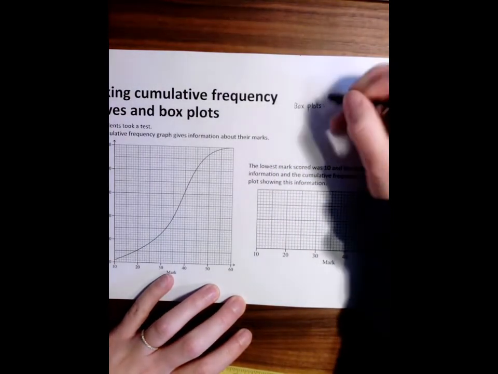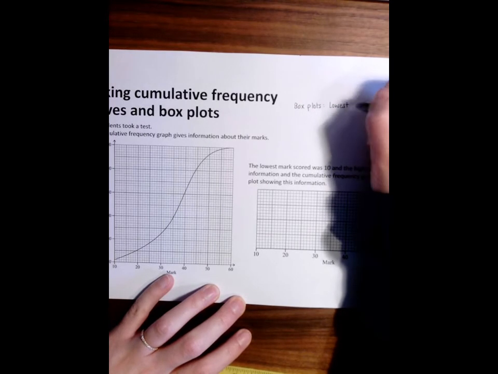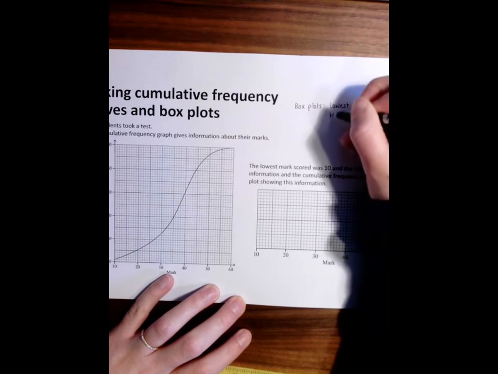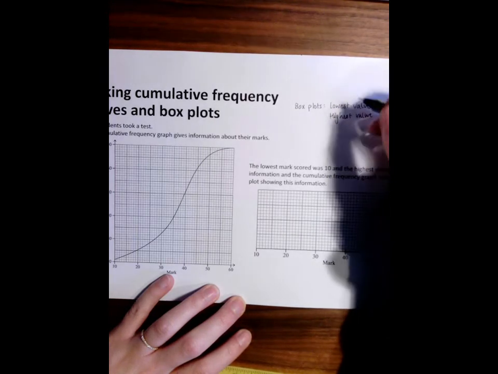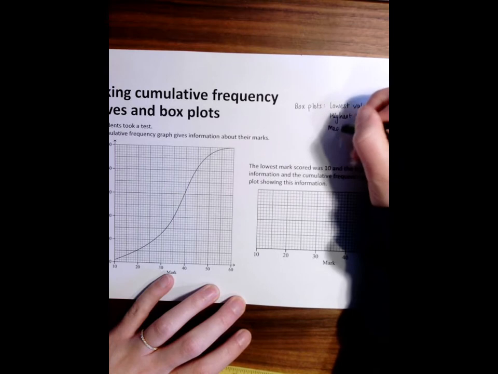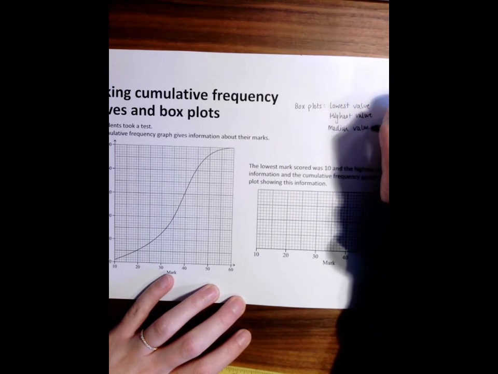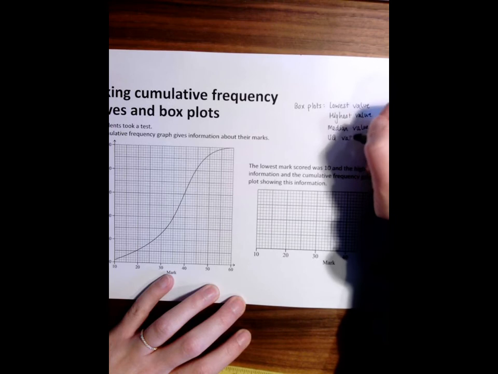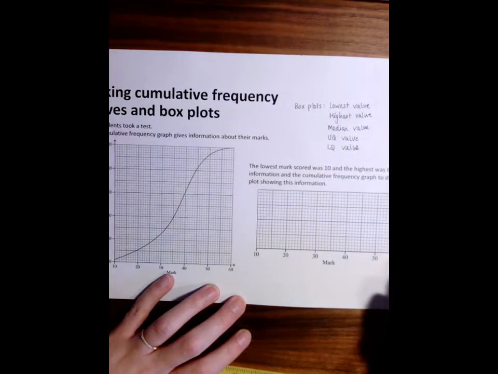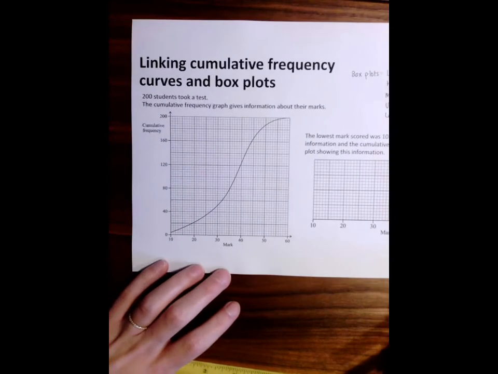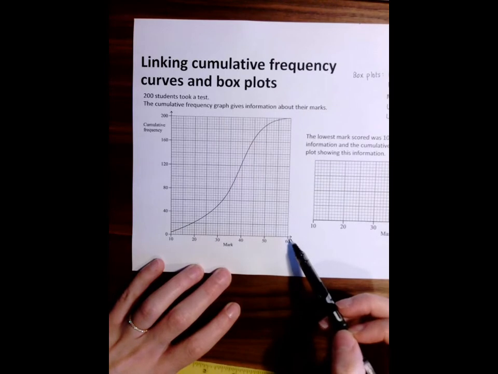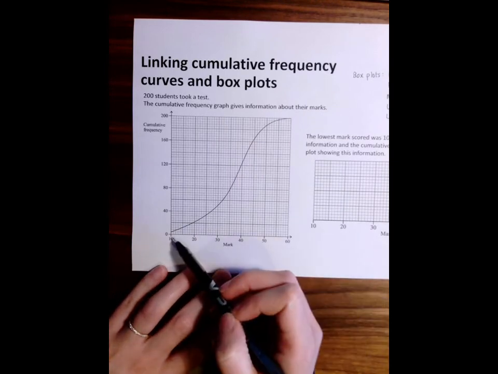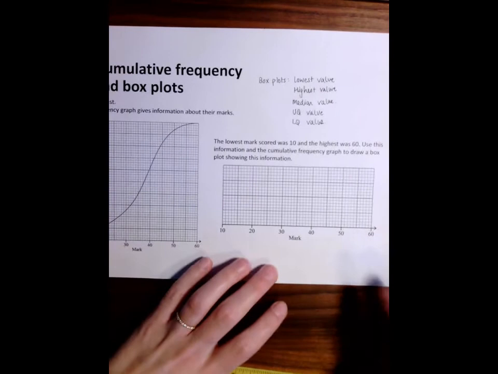we need a lowest value, we need a highest value, and those become like the whiskers at the end of the box plot, and then we need the median value, and then the upper quartile and the lower quartile. So thinking about those things, I can straight away see that, like I said earlier, the highest mark that somebody got was 60, and the lowest mark was 10.